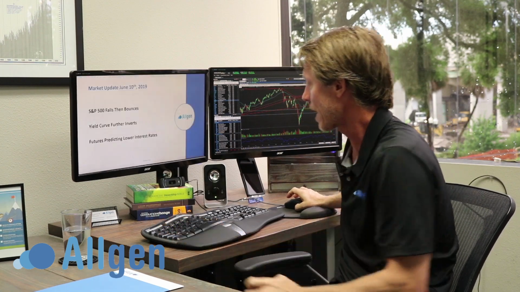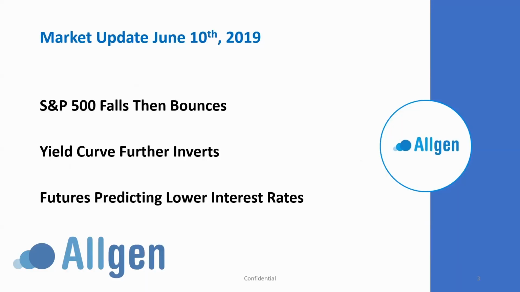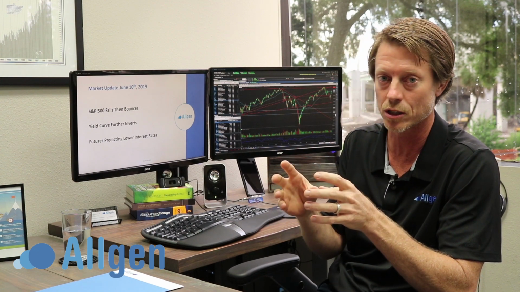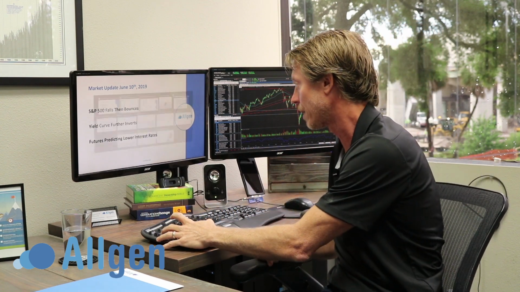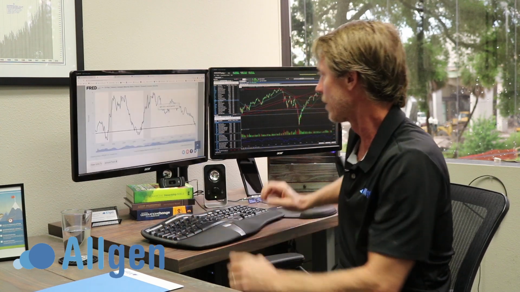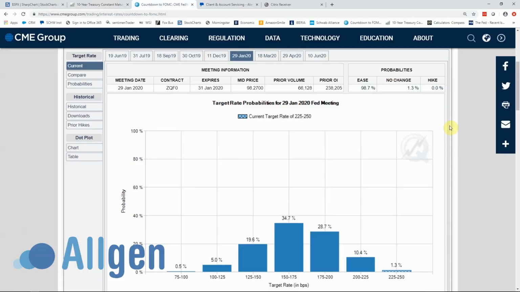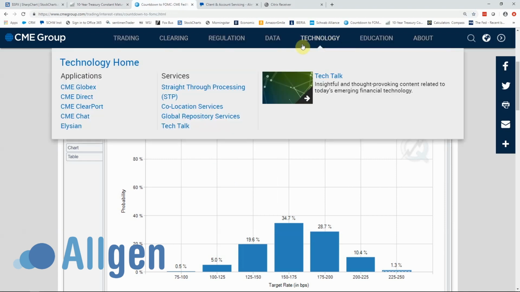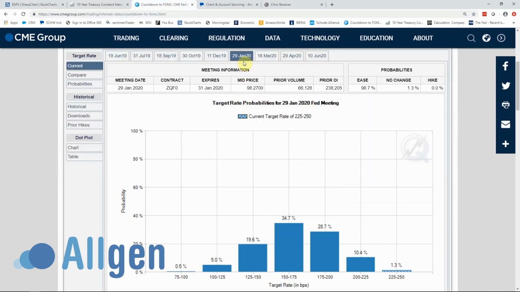What else? Here we have federal funds futures rate predicting lower interest rates. This is another thing that we've been pointing out, but now it's become a much stronger signal of lower interest rates to come. So if we look here, this is what's called the federal funds futures rates, which gives probabilities of future interest rate yields. Okay, right now we're looking at the January 2020, and so right now we're between 2.25% to 2.5%. That's where the federal funds futures rate is now.